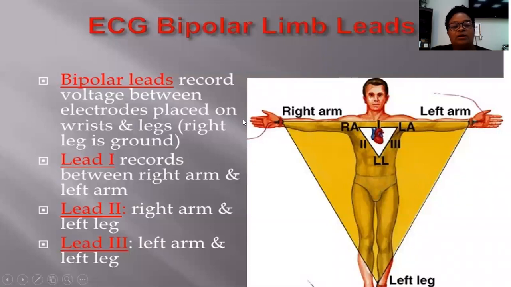So let's talk about our bipolar limb leads. Your bipolar leads record the voltage between electrodes placed on the wrist and leg. Your right leg is your ground leg. Lead 1 records between the right arm and the left arm. Lead 2 records the right arm and the left leg. Lead 3 records the left arm and the left leg.